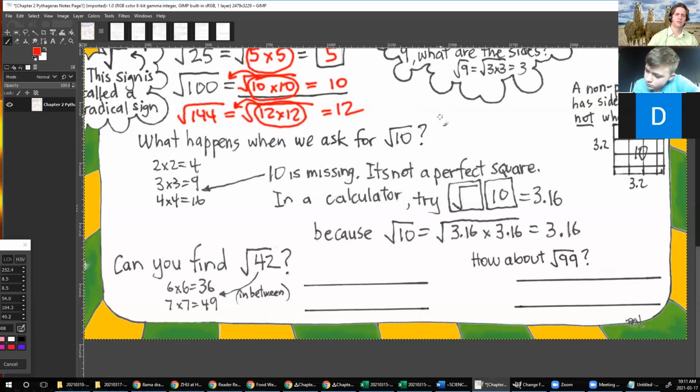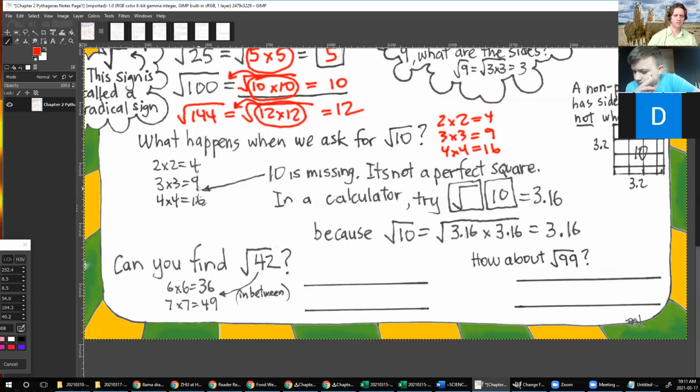Well, I know 2 times 2 is 4, so that doesn't count. 3 times 3 is 9. That isn't 10 exactly. 4 times 4 is 16. Hey, wait a second. 10 got missed out there. And what's the deal with this? Well, of course, there are no two whole numbers that multiply to make 10. So we know it's going to be somewhere between 3 and 4.